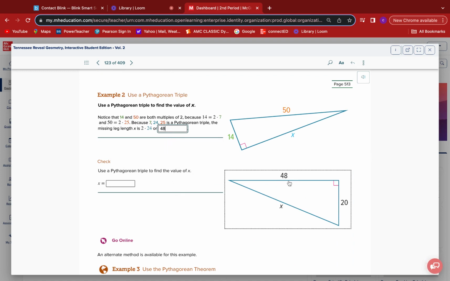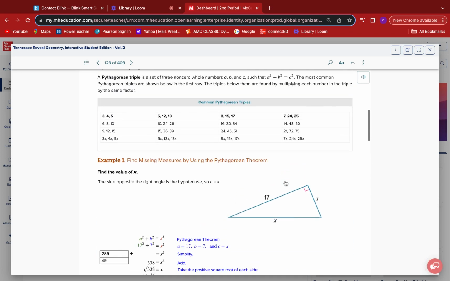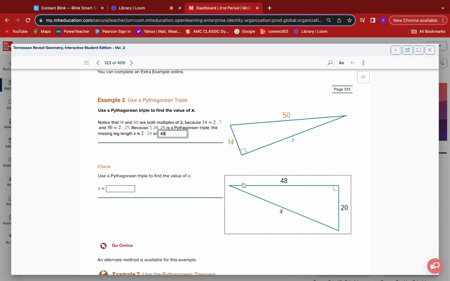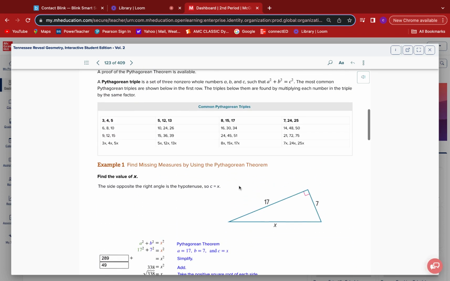We have a 48 and a 20. So we are looking for the hypotenuse. And I want you guys to notice that I don't see a 48 and 20 here at all. There's nothing here. And you may not have these memorized, but they are, of course, multiples of 2. So, 20 divided by 2 is 10. 48 divided by 2 is 24. So a 10 and 24, there it is right there. 10, 24, and of course it's going to be 26.